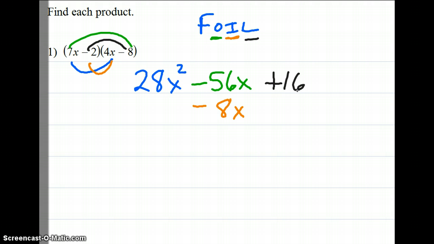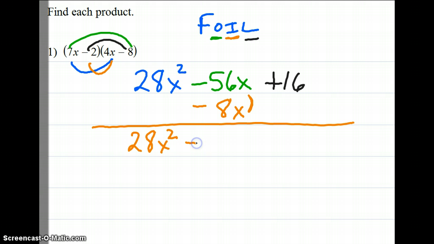Okay. So you can kind of see the way that I wrote this is I write them out like this. So when I combine these, the terms that look alike are kind of on top of each other. So we have a 28x squared minus 56 and minus 8x. These look alike, so we combine these to make these negative 64x plus 16, and that would be our final answer. So hit pause.